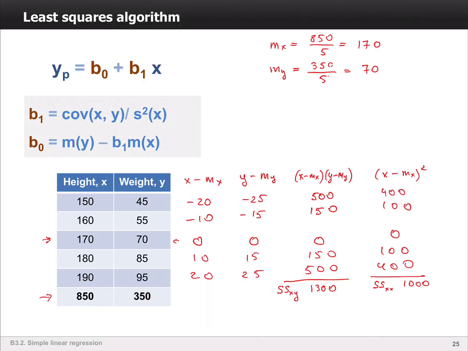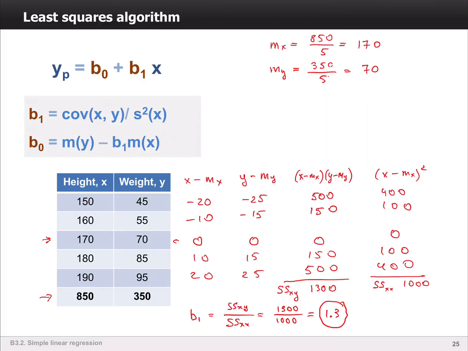Okay. So now we can calculate the slope. It's just a ratio of 1300 to 1000, which is 1.3, right? So the slope, the coefficient B1, is SSXY divided by SSXX, which is 1300 divided by 1000, which gives us simply 1.3. So this is the slope.